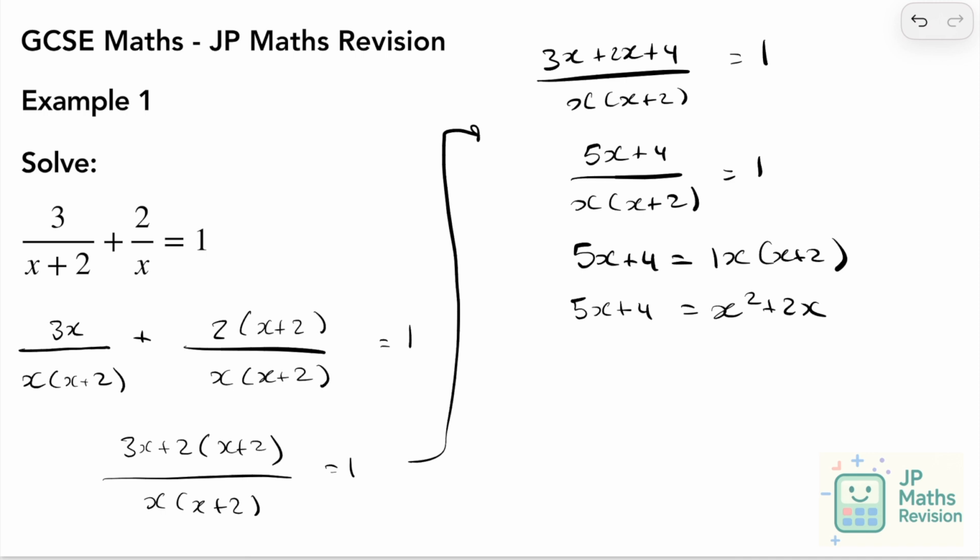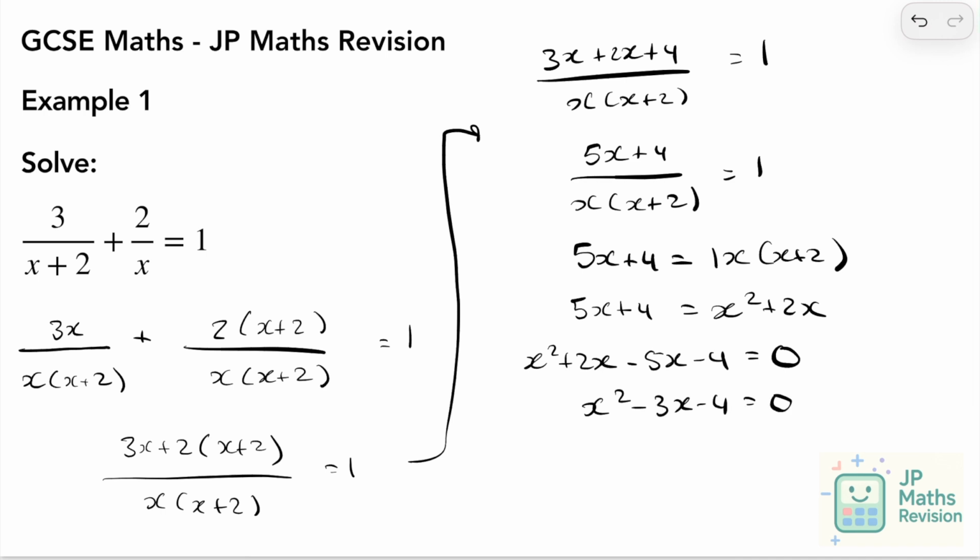Now to solve quadratic equations, they need to be equal to 0. So I'm going to move the 5x plus 4 onto the other side to make it equal to 0. So if I do that, I end up with x squared plus 2x, and then I'm going to minus 5x, and I'm going to minus 4 to make it equal to 0. Simplifying this, we get x squared minus 3x minus 4 equals 0.